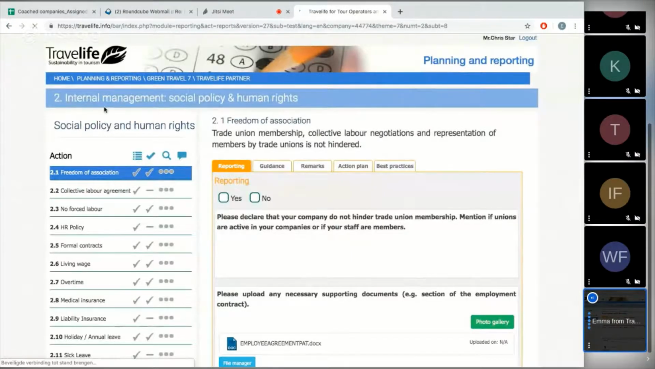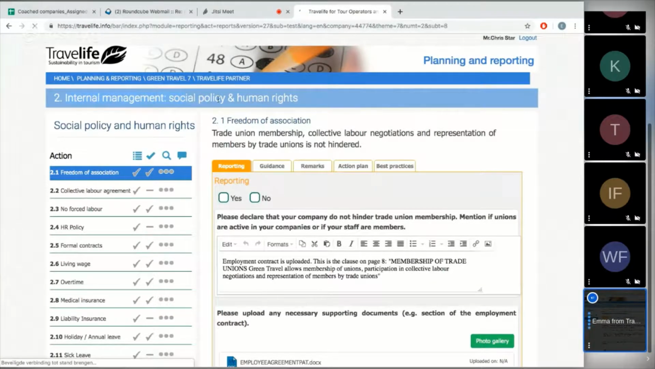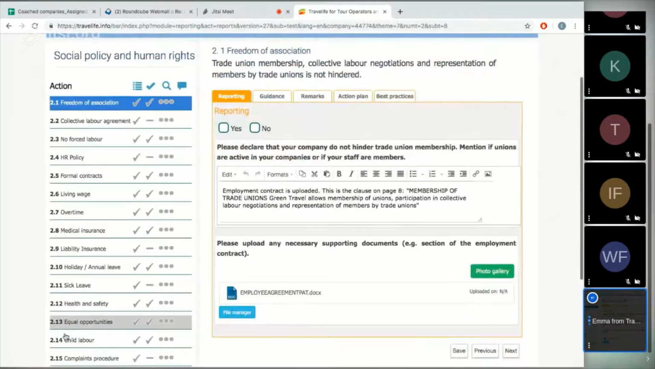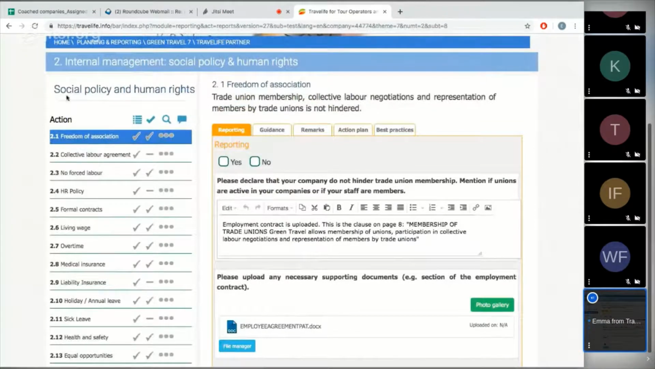So chapter 2 is again internal management, but then regarding social policy and human rights. So all of those criterions, which might seem a lot, but they're all related to your social policy and human rights.